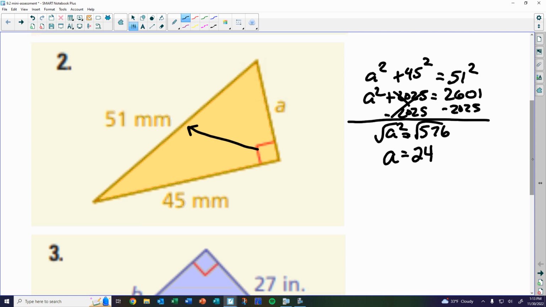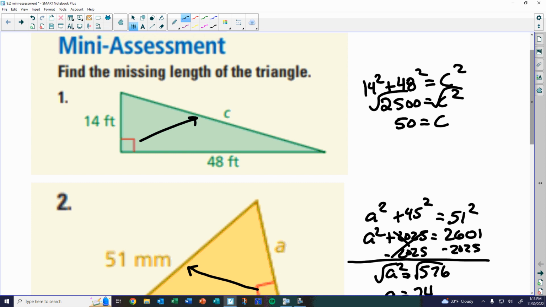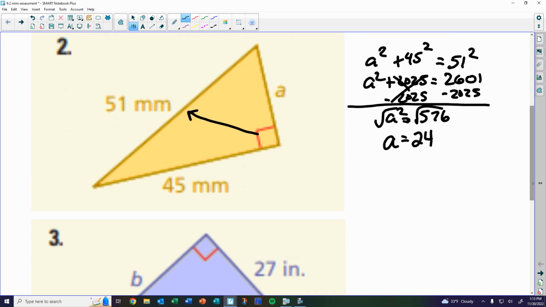All right. And remember, the first one, because it's a hypotenuse, this number had to be the biggest. It's bigger here. It's bigger here. Number 2, 51 has to remain the biggest number, right? Because that's the hypotenuse, and 24 is smaller than 51.